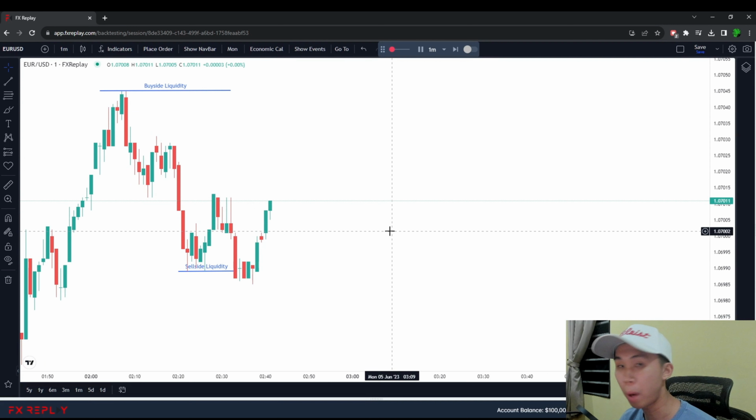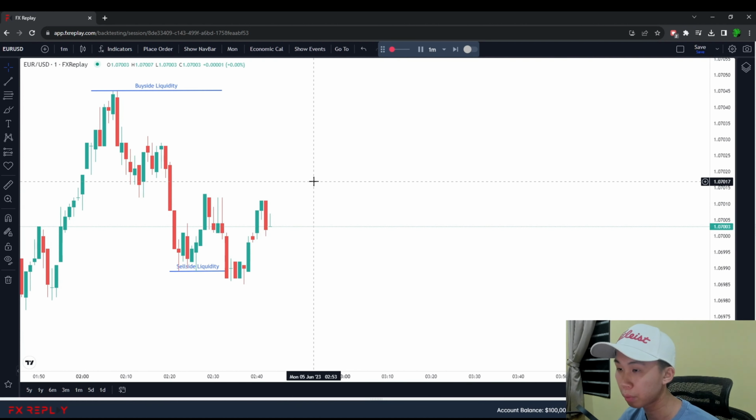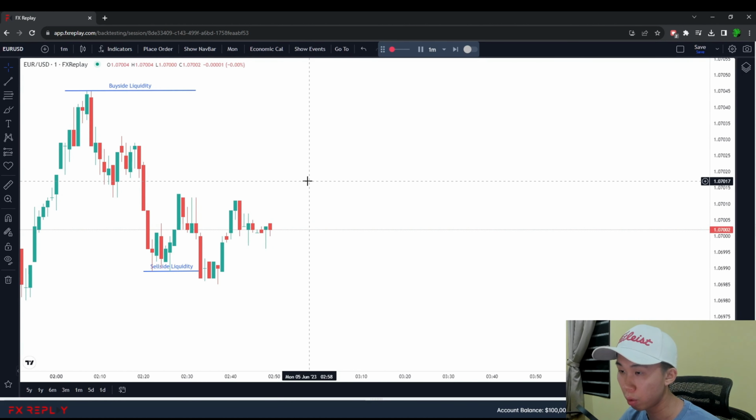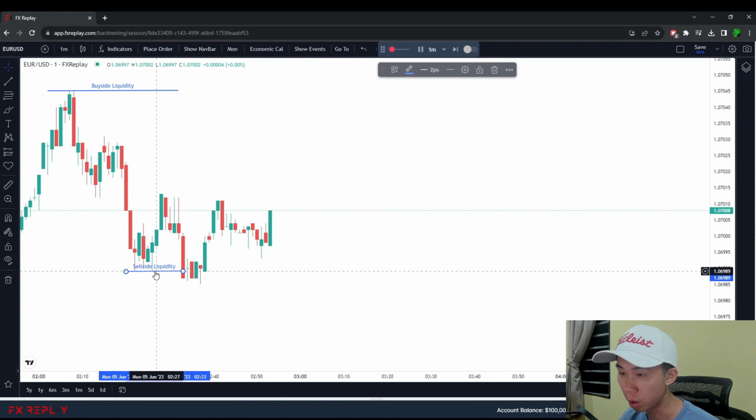So this is how powerful liquidity is. But of course, we cannot just solely rely on liquidity itself. We need to match it with other confluences. If we can identify liquidity from where we want to enter, it's actually a very good point. Let's look a little more. So we have a new sell side liquidity down here.